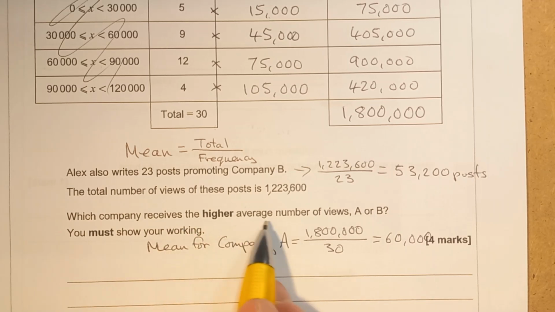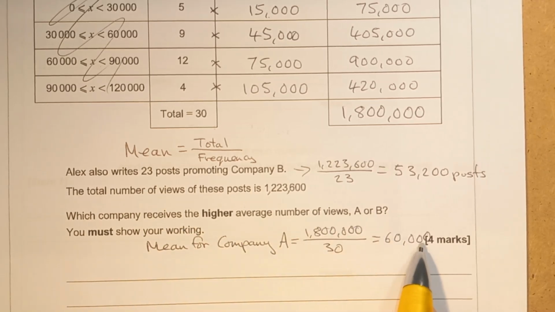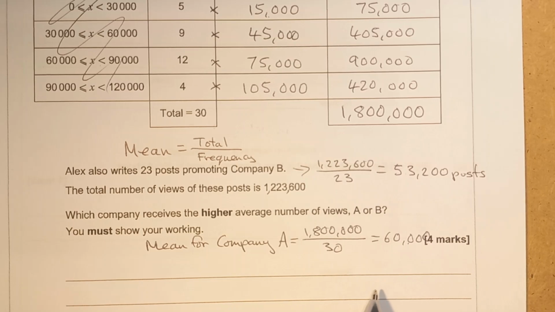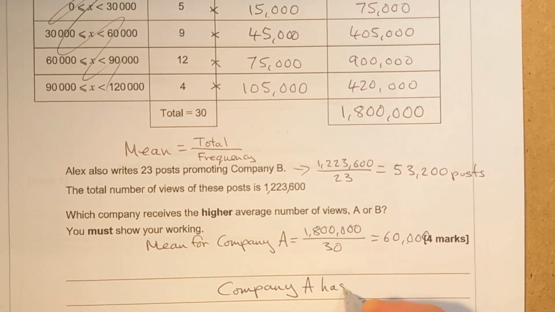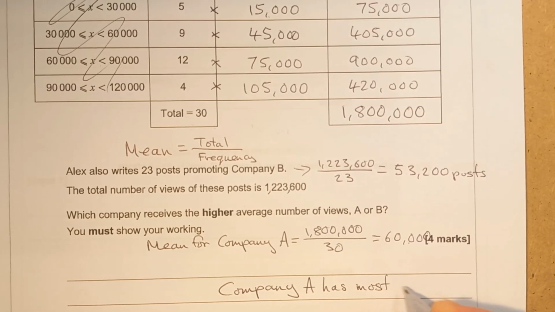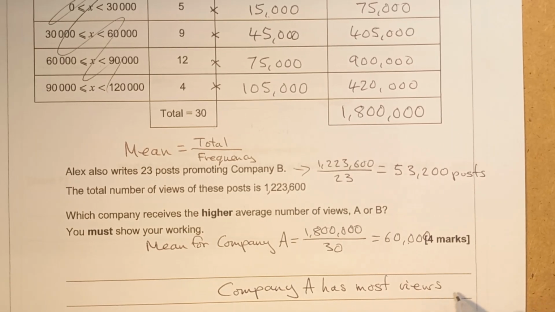Which company receives a higher average number of views, A or B? Well, 60,000 is more than 53,200. So company A has the most views.